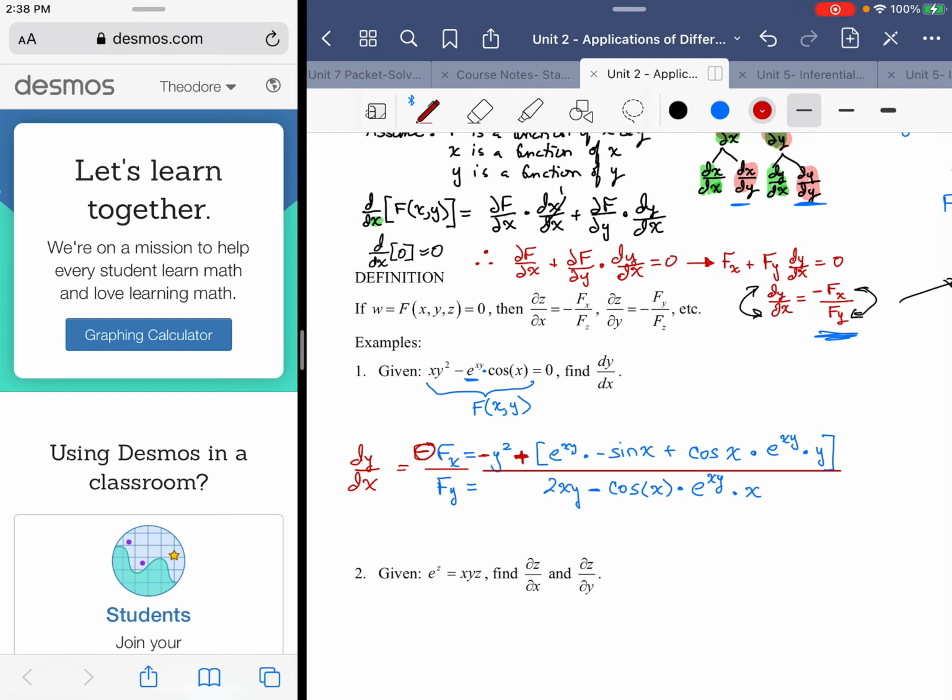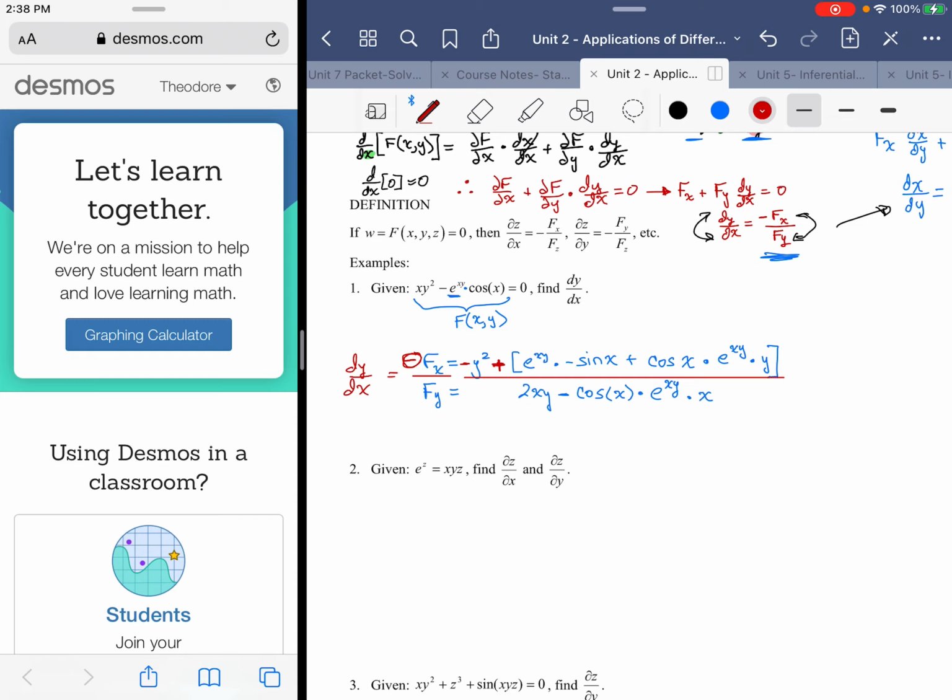So there we are. Now, for number 2, you see it's a function of 3 variables. The first step in the process would be to get everything over to the same side so we can work on it implicitly. Minus xyz equals 0. Now you see here we're asked to do it for 2 different partial derivatives.